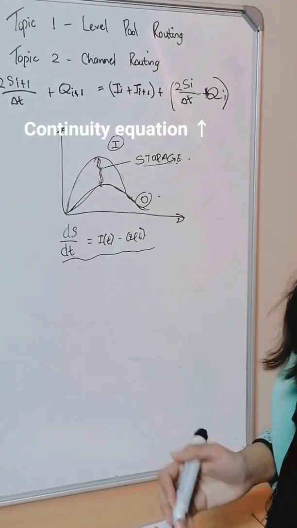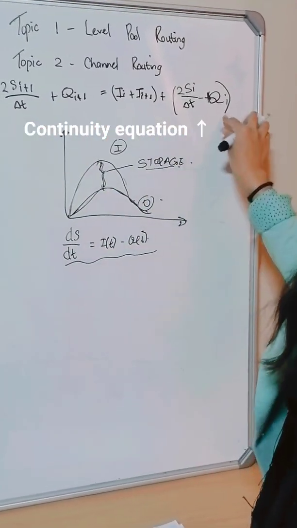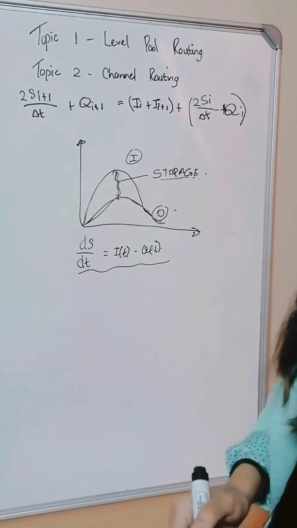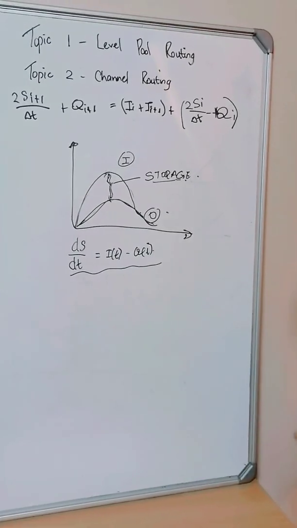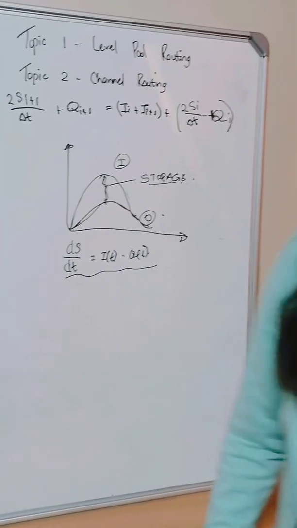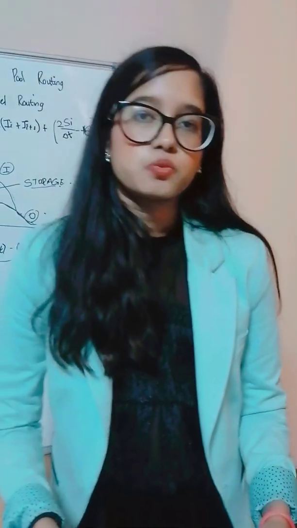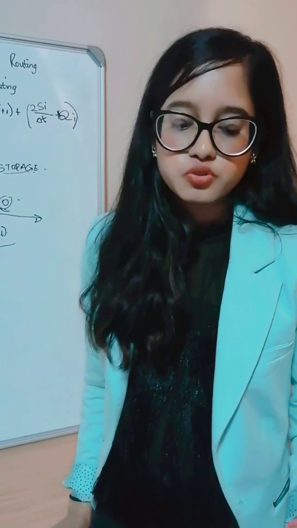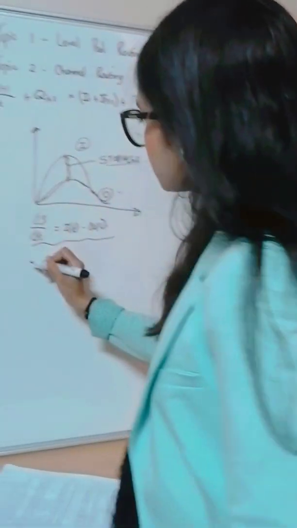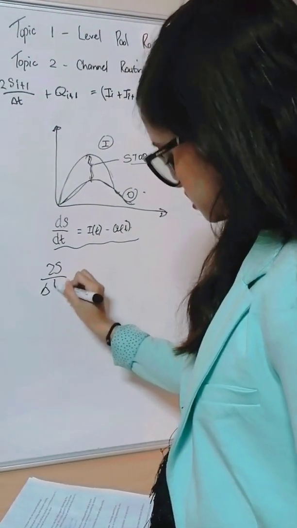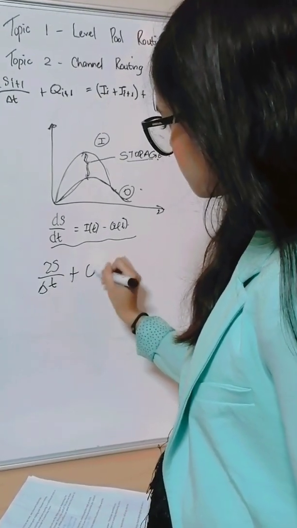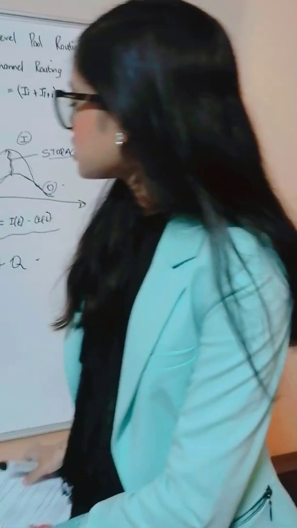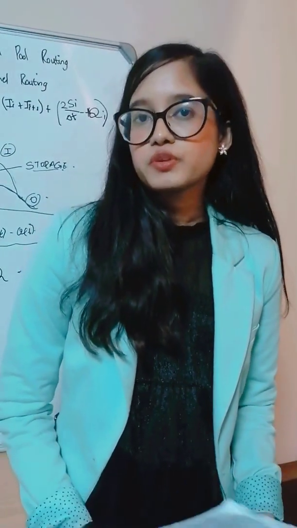This is the continuity equation, and at the top here, this is the equation we're going to be using in order to solve problems with the level pool routing method. The storage and the outflow are usually the unknown parameters. We usually look for these two, and they're related through the function 2S over delta t plus Q.